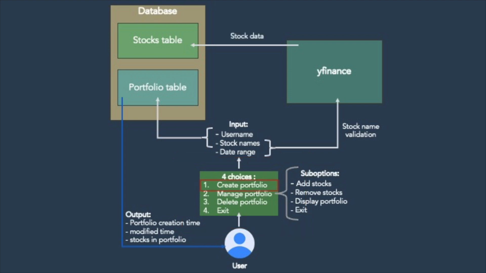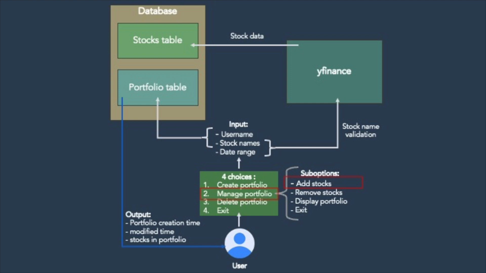For creating portfolio, after users give the username, stock name, and date range, the program will create data in the portfolio table and will also activate the Y Finance API to acquire data from Yahoo Finance. Then it will store data in the stock table. For manage portfolio, 4 sub-options will be given for users to choose, which are add stock, remove stock, display portfolio, and exit to main option.